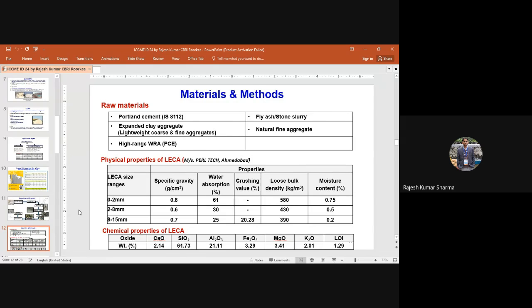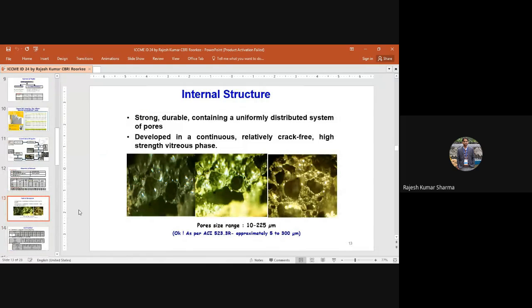we have also determined. We have also determined the internal structure of the lightweight aggregate using an image analyzer in our lab, and we have found that the pore size ranges from 10 to 225 micron, and it was okay as per ACI 523 third revision, in which the recommendation for pore size is given as 5 to 300 micron.